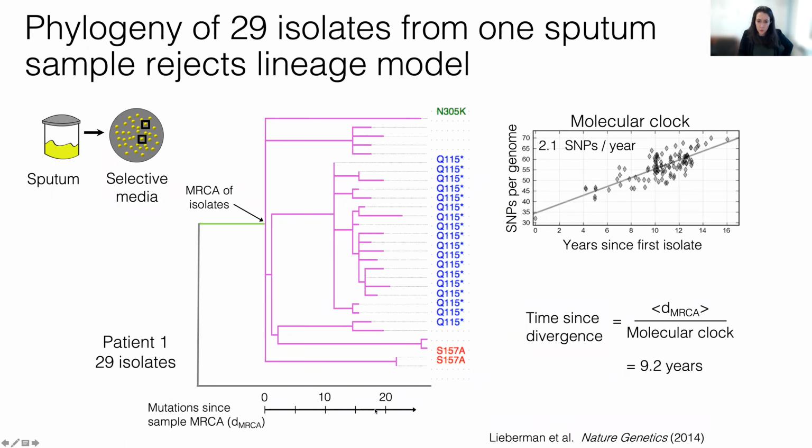The scale bar here is about 20 mutations. So there are all these different lineages that are separated by about 20 mutations. If you combine that with the molecular clock date I showed you before of 2 mutations per genome per year, we can infer that these coexisting lineages have an ancestor about 10 years prior to when the sample was collected, right? Which also matches pretty well with when this patient was known to be first colonized.